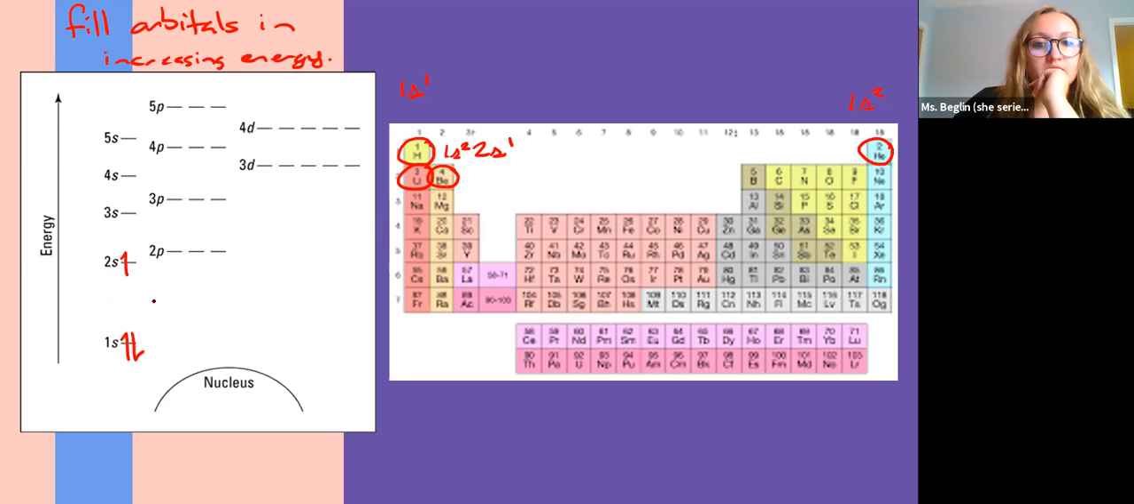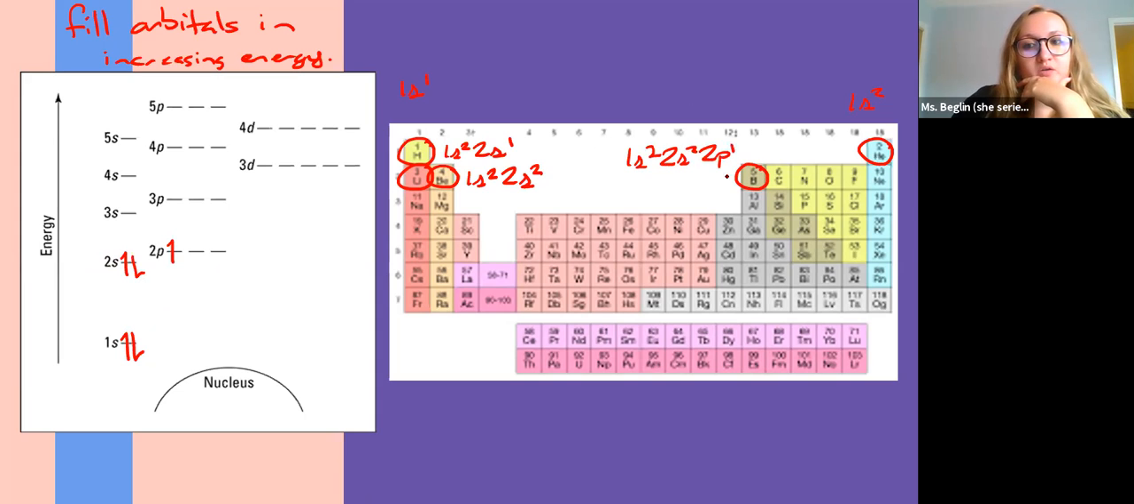Okay, so with beryllium, we have 4 electrons. The first one will go in the 1s, the second one will go in the 1s, the third will go in the 2s. The fourth will also go in the 2s. And so we get the electron configuration 1s2, 2s2. Let's look at boron. 5 electrons, 2 in the 1s, 2 in the 2s, 1 in the 2p. Hence the electron configuration 1s2, 2s2, 2p1.